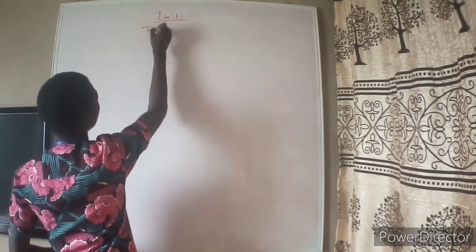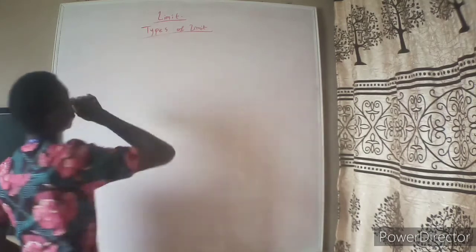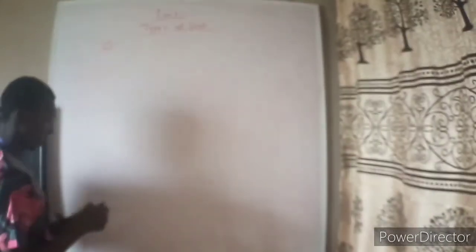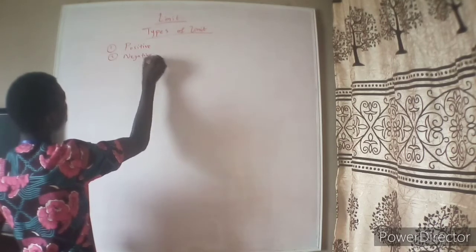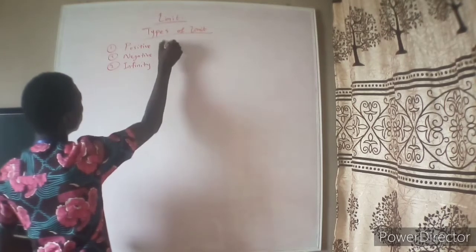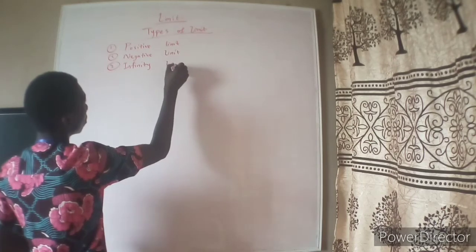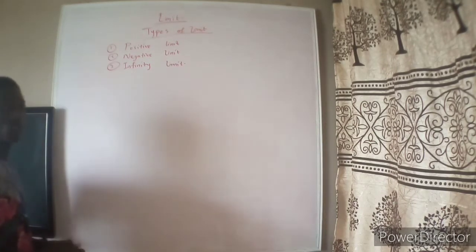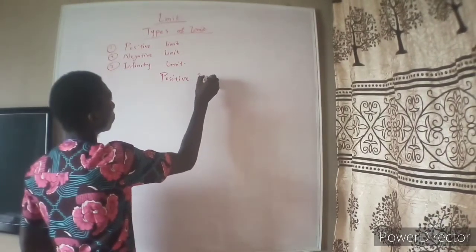Okay, now let's move to today's topic, which is the types of limits we have. Now we have three basic types of limit. The first one is the positive limit, the second one is the negative limit, and the third one is the infinity limit. These are the three types of limits. So let's pick them one after the other. Let's deal with the positive limit first.